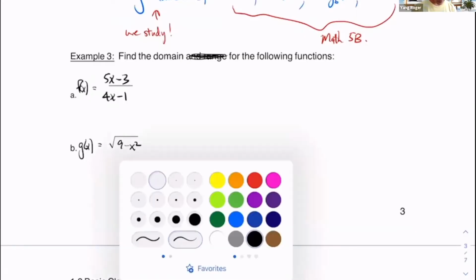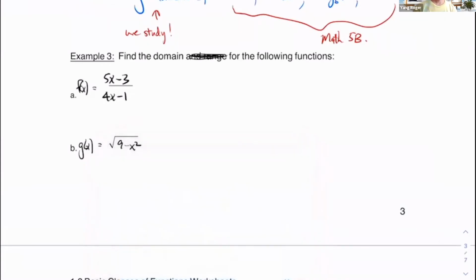All right. I oftentimes let my students derail me, so I'm going to not let that happen this time.